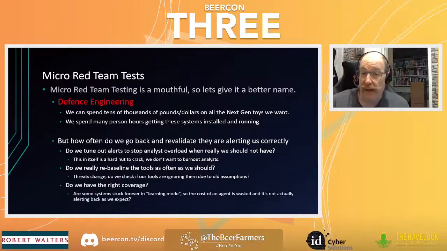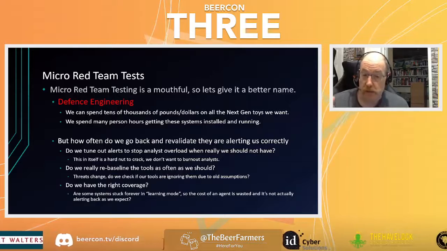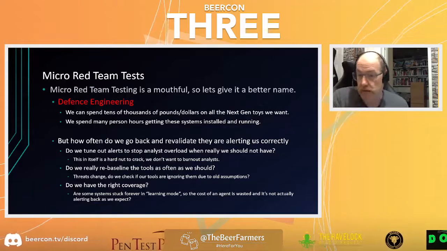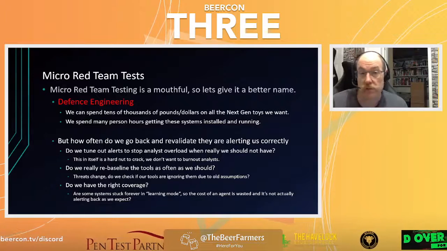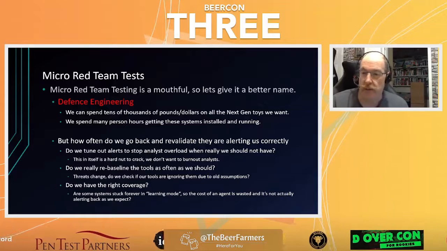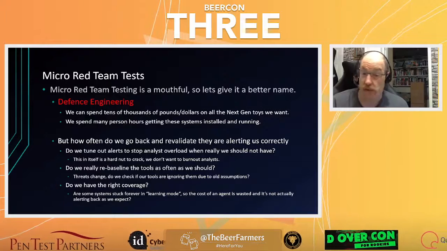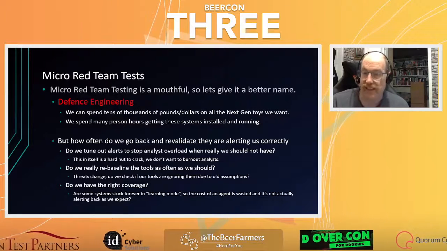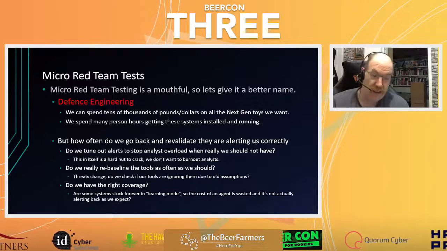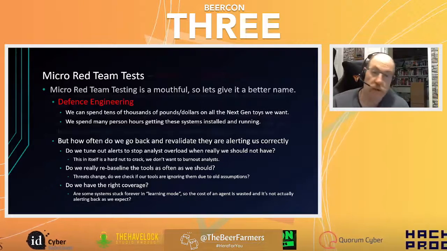And finally, do we have the right coverage? Some systems are forever stuck in learning mode. We do use Carbon Black. I'm aware of a couple of systems that every time they move them off learning mode, something breaks, so they put them back in learning mode. So the cost of that agent, and they're not cheap, is actually wasted. It's not doing anything. We're not getting any alerts sent back for it. I'm sure we can do things better.